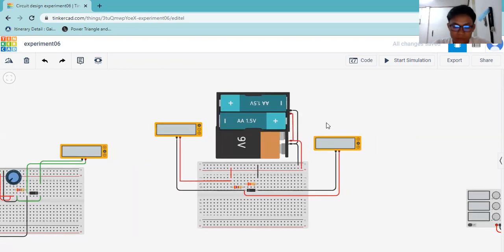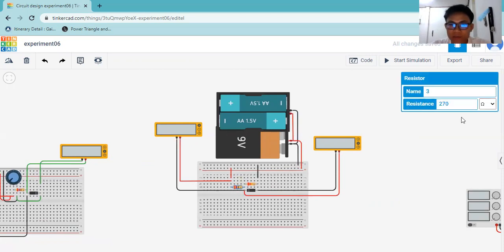And this circuit consists of two resistors. This one has the value of 270 ohm, and this one has the value of 22 kilo ohm. The 22 kilo ohm resistor is connected in parallel to the diode, and then they are connected in series to the first resistor, which is this one.